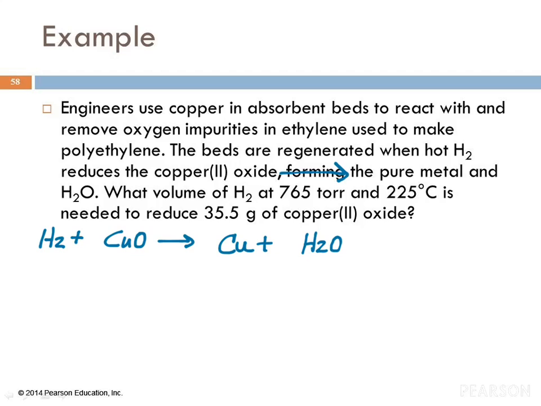Now we can use this to organize the rest of this mess. This mass here is the copper 2 oxide. So 35.5 grams, I'm going to write that underneath, 35.5 grams of that. And what volume is the question. What's a good volume unit for gases? Liter. So we'll just decide on liters there. And then we've got this information, torr and Celsius. So 765 torr, 225 degrees Celsius.